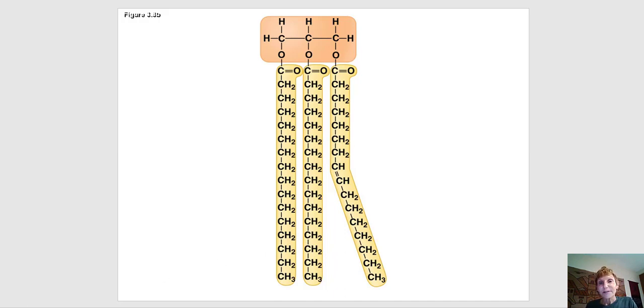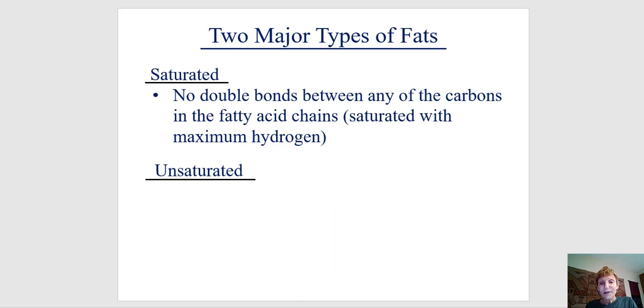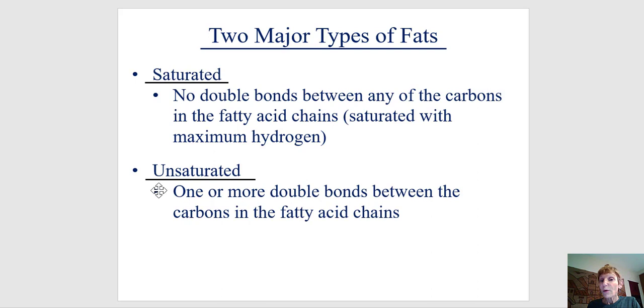Basically, the difference is whether you have any double bonds or no double bonds between those carbon atoms. So saturated fats have no double bonds between any of the carbons in the fatty acid chain, so it's saturated with the maximum amount of hydrogen. Unsaturated fats have one or more double bonds between those carbons in the fatty acid chains.